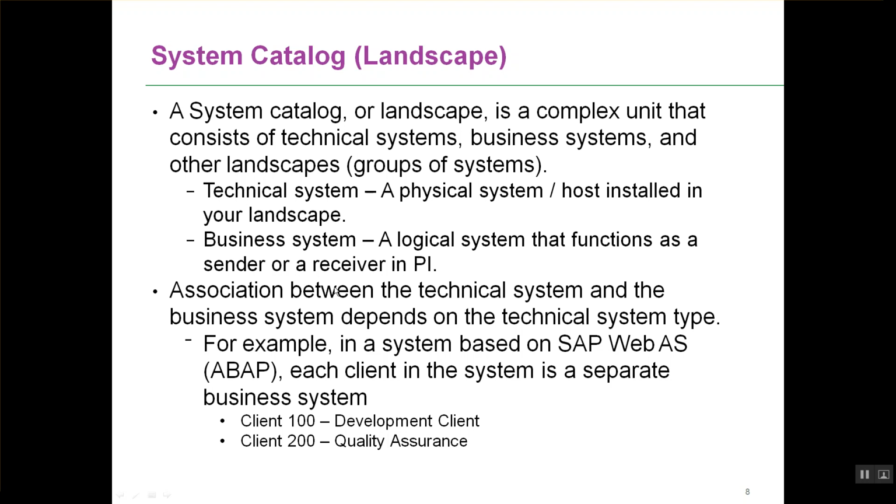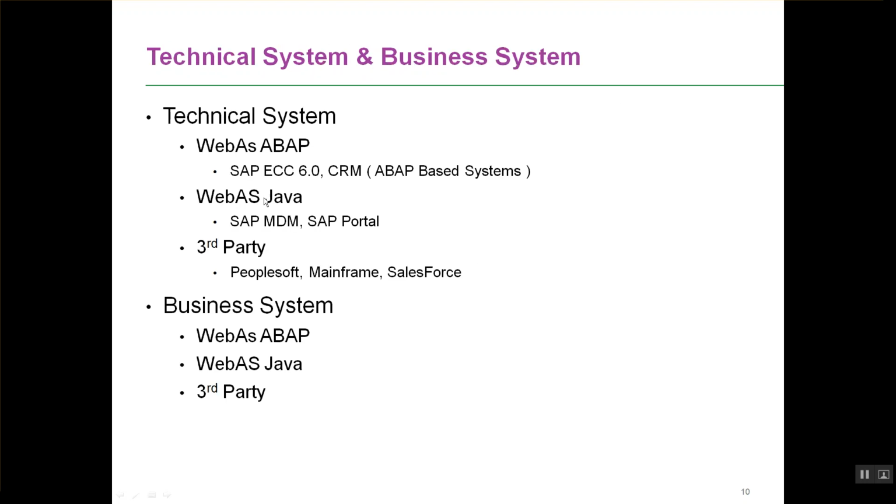Okay. The association between the technical system and a business system varies, right? If you're using an SAP Web-based ABAP system, actually let me just take a pause here and talk about the different types of technical systems, right? There are multiple types of technical systems, which is probably here. Yeah, sorry, I'll go back to that slide. There are different types of technical systems, right? You will have a web-based ABAP technical system, a web-based Java technical system, and a third-party technical system.